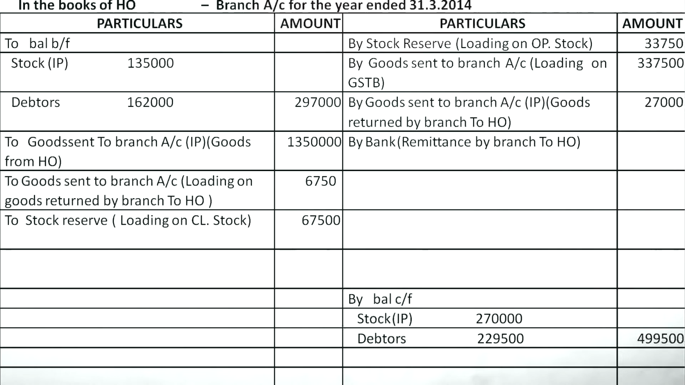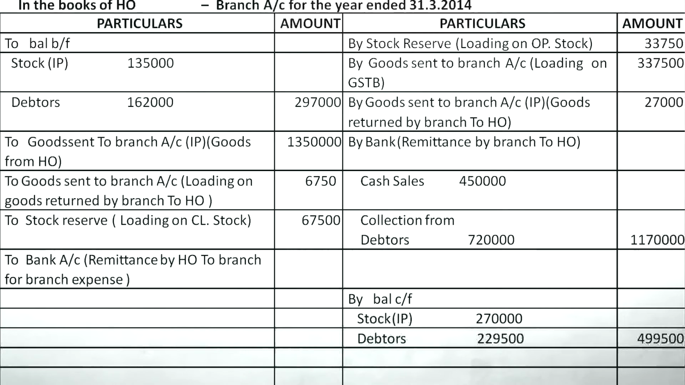Next one, remittance by branch to HO. It is nothing but cash sales and collection from debtors. 4,50,000 cash sales and collection from debtors, 7,20,000, comes to 11,70,000. Mind well, in this question it is given that all branch expenses are paid by HO indirectly.